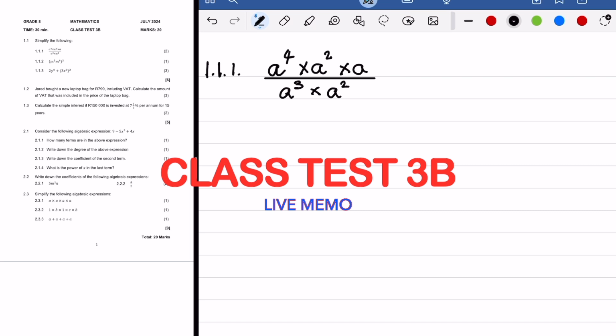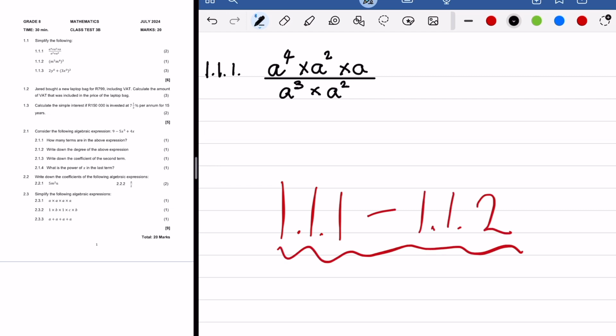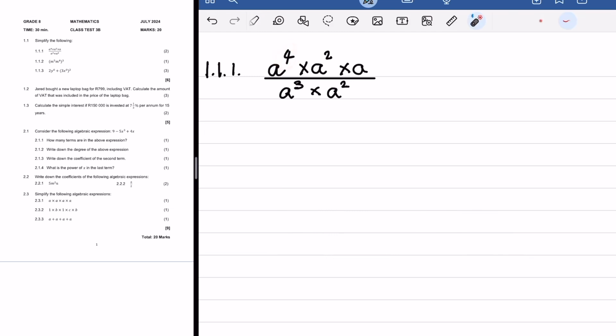On the left here, we've got the question paper for the class test, and we will start with 1.1.1, and we need to simplify the following. So we have here a to the power 4 times a to the power 2, and then times a to the power 1. Okay, remember we do not write the 1, and this is all over a to the power 3 times a to the power 2.